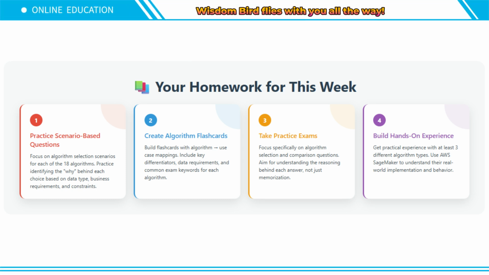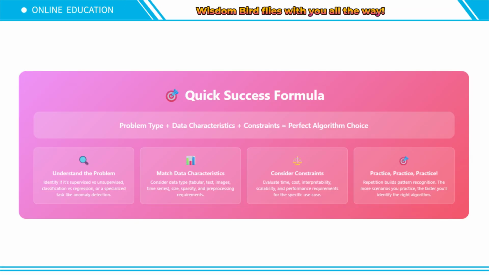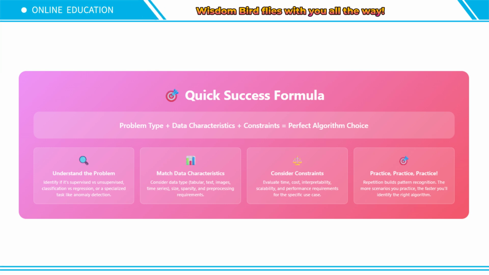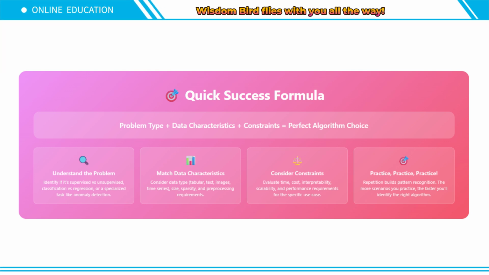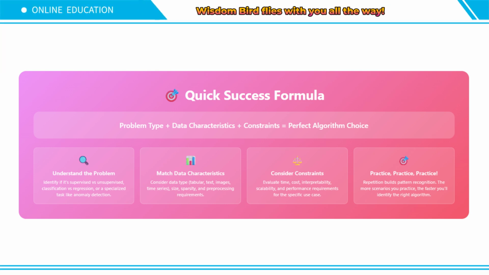Quick success formula: understand the problem type first, match data characteristics to algorithm strengths. Consider practical constraints: time, cost, interpretability. Practice, practice, practice.